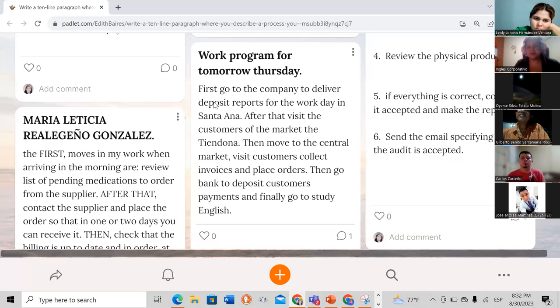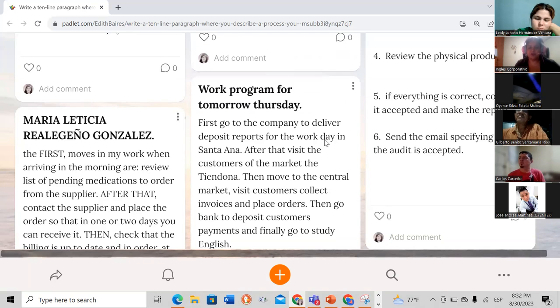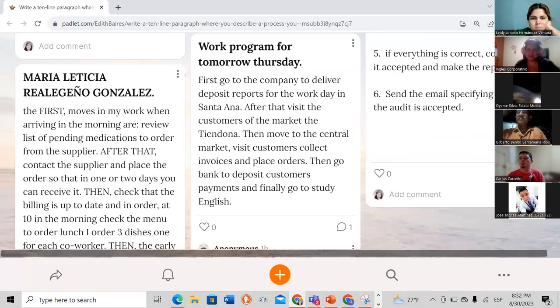First, I go to the company to deliver the deposit report for each day's work, in Santa Ana. Okay, for example, you can say the day that you do that. You said that is on Wednesday, right? That is today. It could be here if you specify the day.